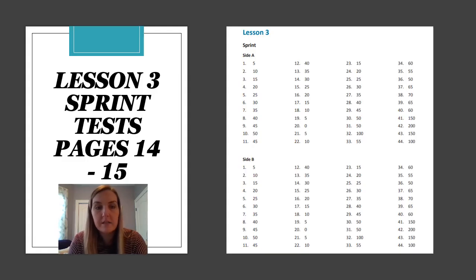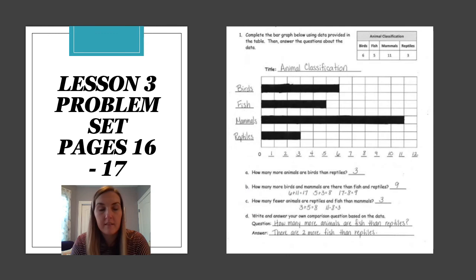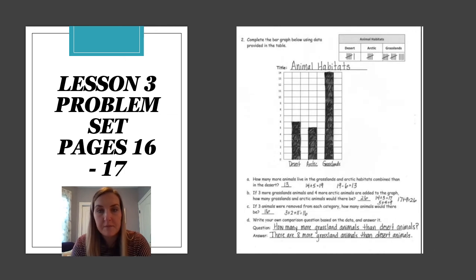Lesson 3, sprint test, pages 14 through 15. Here are the answers. Feel free to pause to check over your work. Lesson 3 problem set, pages 16 through 17. Number 1, complete the bar graph. For animal classification, make sure you fill in and label each blank spot, and then check over your work for the answers at the bottom. Problem 2, complete the bar graph using a different data table, animal habitats.